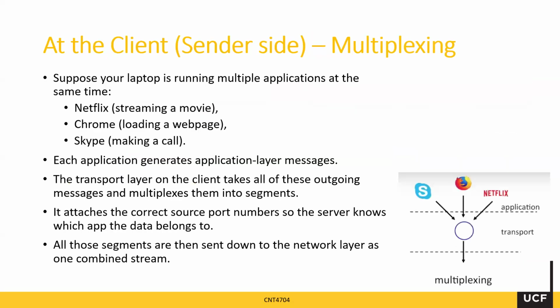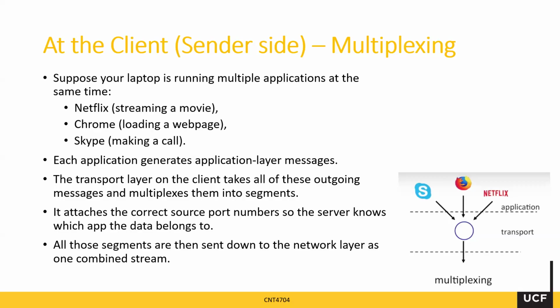Okay, so let us continue. Again, at the client side, for multiplexing, suppose that your laptop is running multiple applications. Maybe you're streaming a movie on Netflix on a smaller screen, using Chrome to load a web page, and using Skype to make a call. Obviously, you're not doing all of those at the same time, but this is the example that we have here.